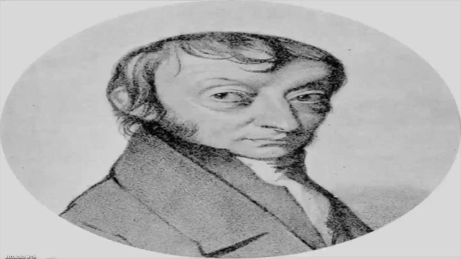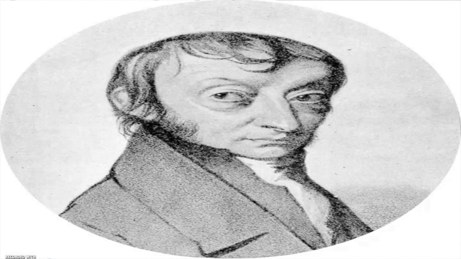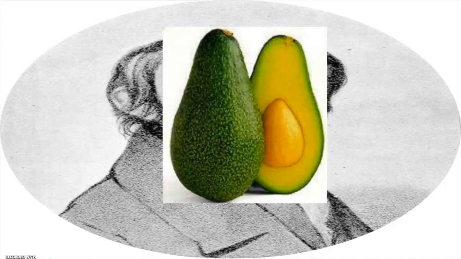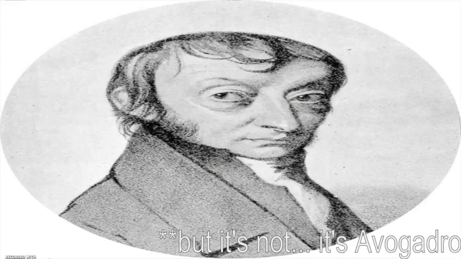So, how did we come up with this number, this 6.022 times 10 to the 23rd? This guy, Avogadro. Yes, it kind of sounds like avocado, but it's not. It's Avogadro. He is the one who gave us this number. The number is named after him. He contributed greatly to our current understanding of the molecular theory, which will be talked about later.